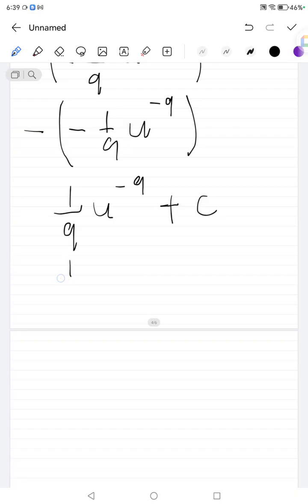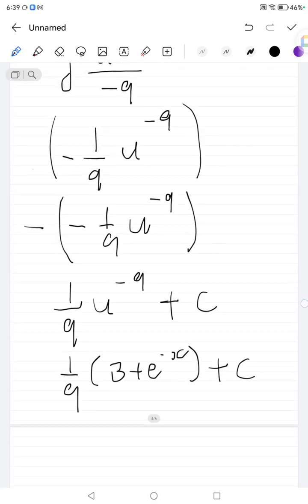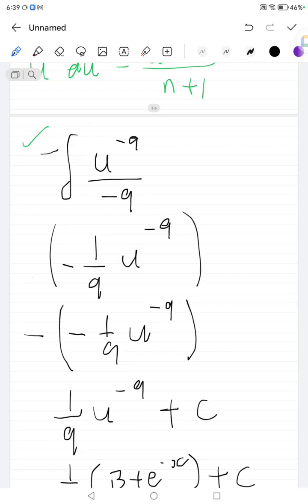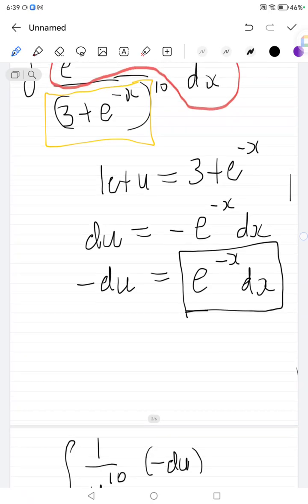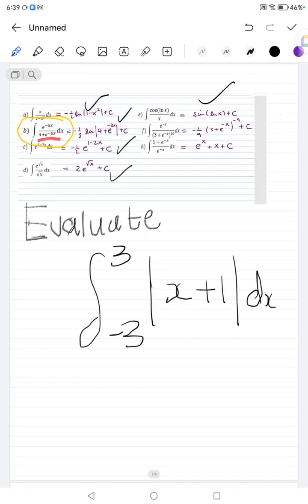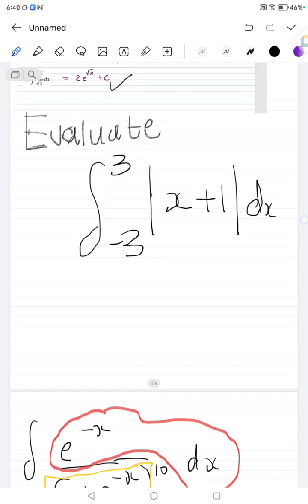Then we say we have a 1 over 9. Then our u, it was 3 plus e to the exponent x. 3 plus e to the exponent minus x plus c. So let me quickly check before. I don't think we missed anything. Okay. So yeah, I think we got the correct thing.